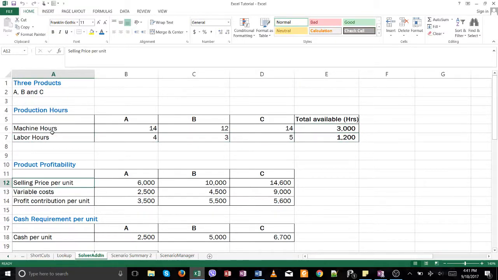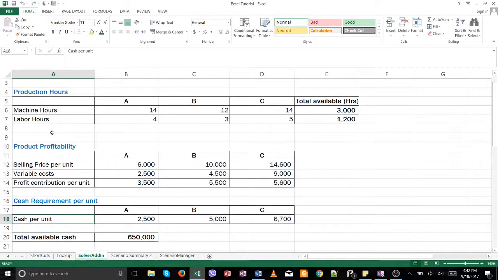Similarly, the product profitability for each of the products is given here. We have the profit contribution per unit for product A 3500, likewise for B it is 5500 and C is 5600. So what we will be looking to maximize is the total profit.